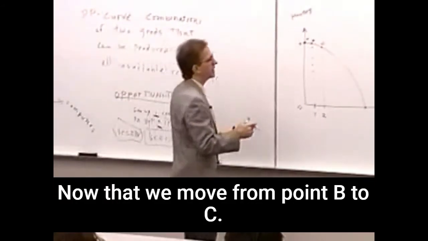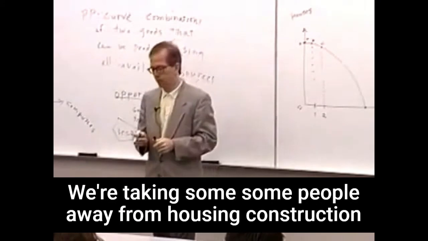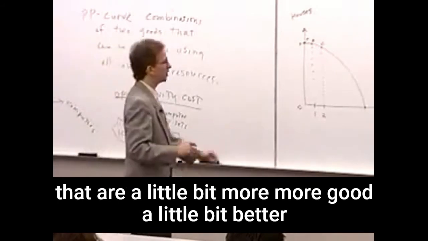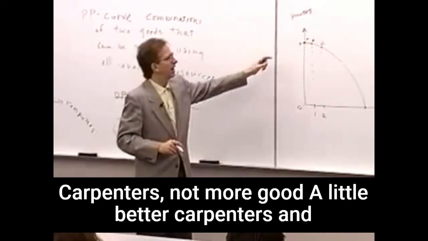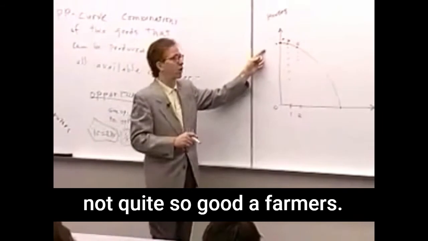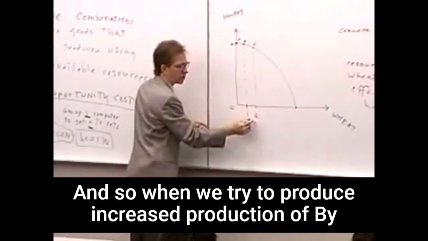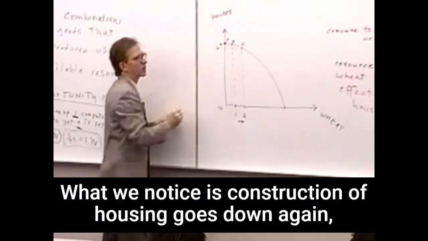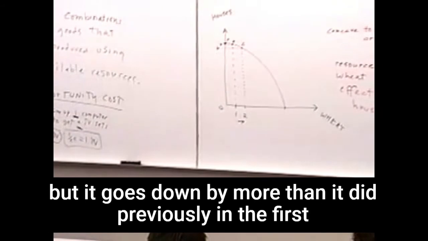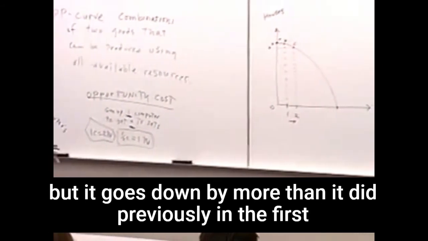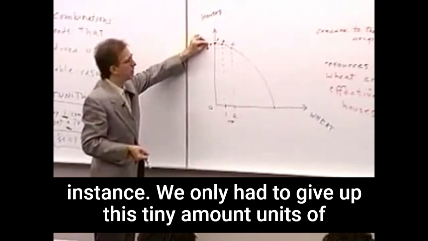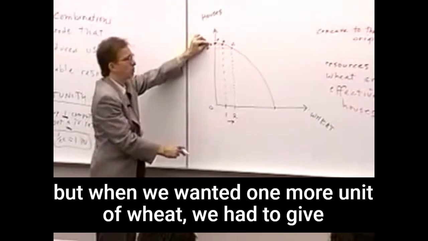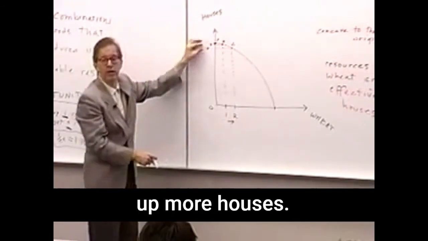Now that we move from point B to C, we're taking some people away from housing construction that are a little bit better carpenters and not quite so good at farming. And so when we try to increase production of wheat by just that one more unit, what we notice is construction of housing goes down again, but it goes down by more than it did previously. In the first instance, we only had to give up this tiny amount of houses in order to get the one unit of wheat. But when we wanted one more unit of wheat, we had to give up more houses.